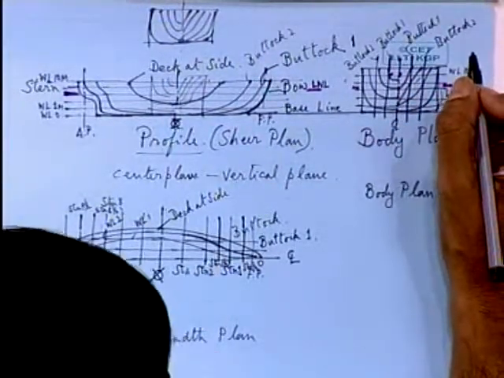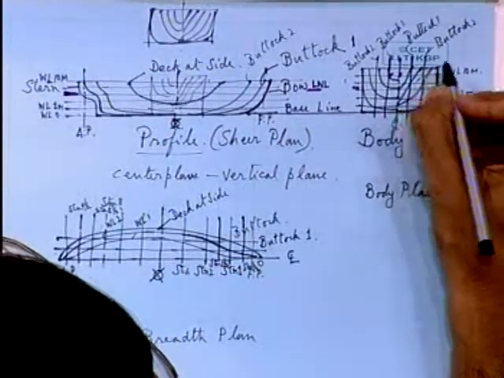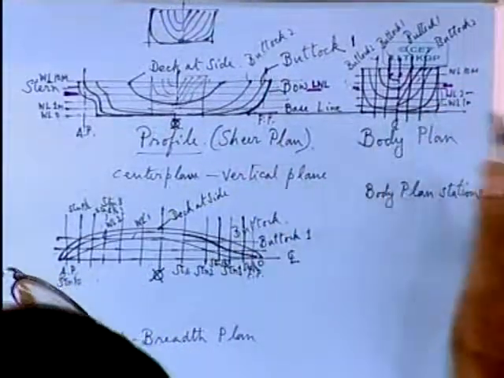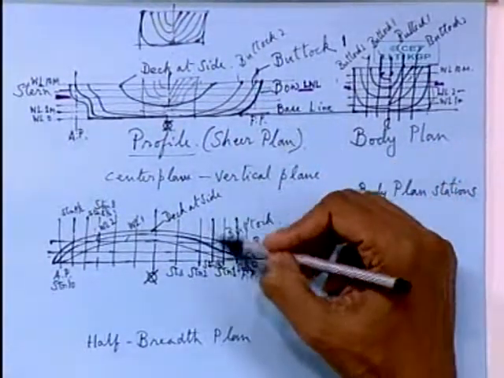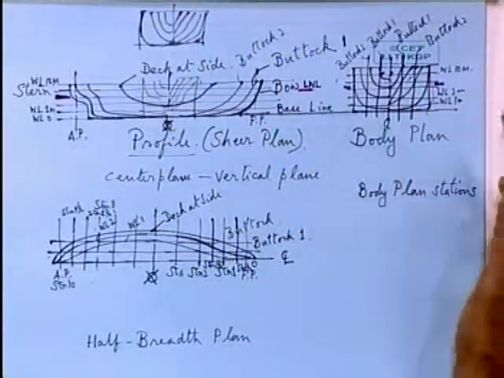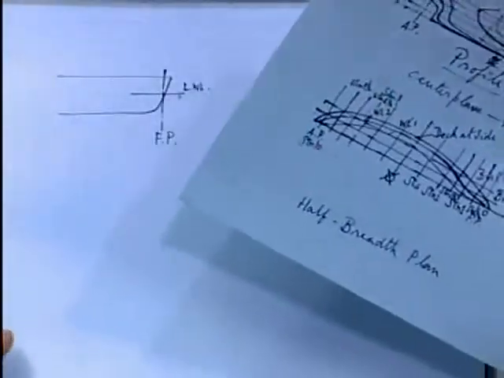So whatever stations are shown on the half breadth plan, that has to be indicated or shown on the body plan, otherwise it will create inconsistency in the drawing. That means whoever is studying the drawing, if he sees one half station here and does not find it in the body plan, then that will cause certain error in the calculations.